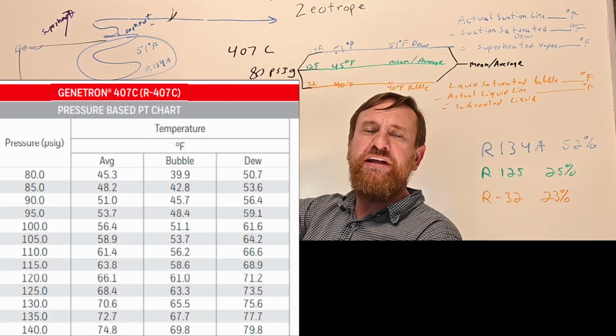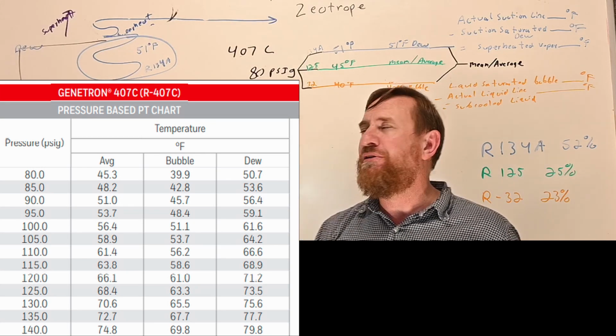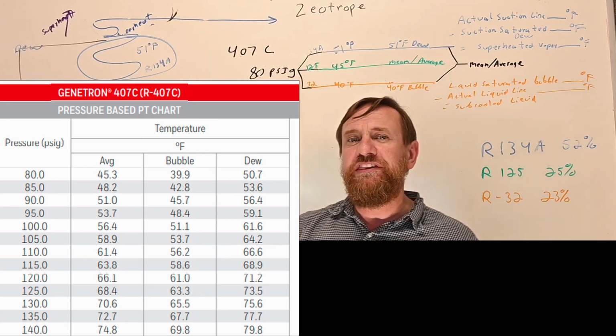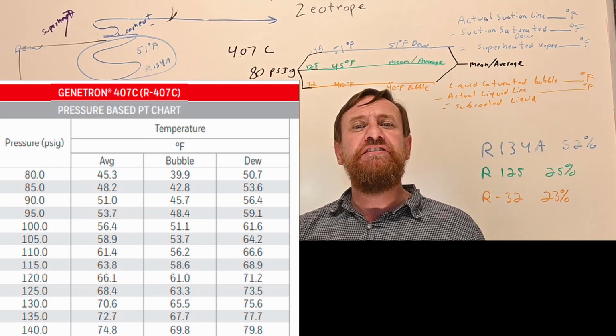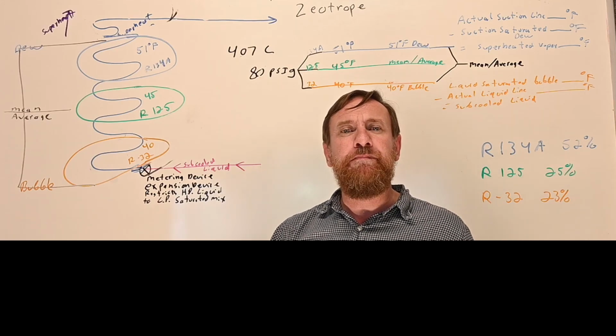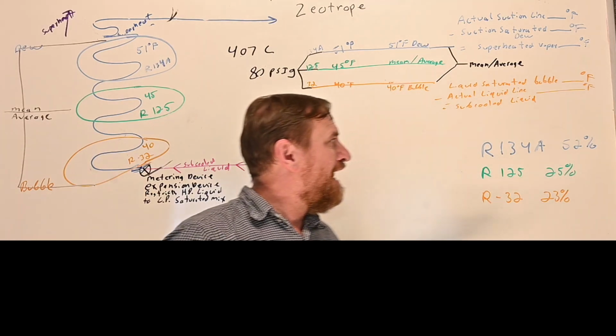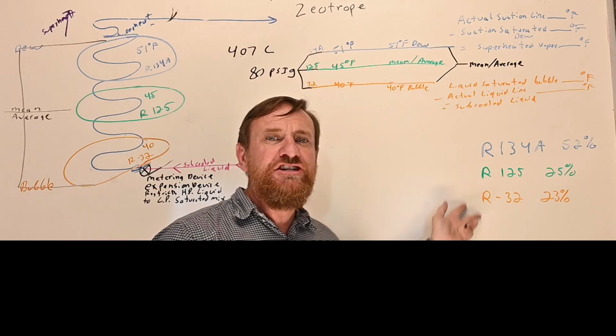Now they all have to be working together. The cool thing is the factory has done all of these tests and they've put this temperature and pressure chart together for us to be able to have these numbers easily available. But what would happen if we change the mixture? What happens if we ended up with different percentages right here?